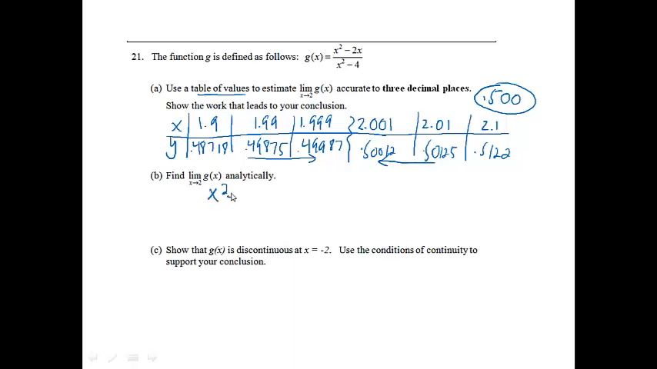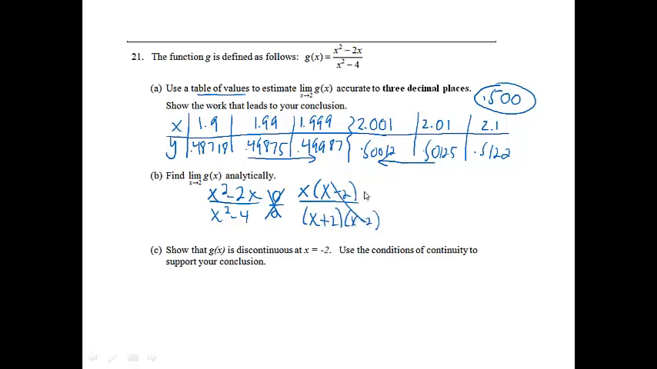So I'm going to have x squared minus 2x over x squared minus 4. I notice that if I try to plug in 2 right now, I'm going to get 0 over 0. So that means I just cannot plug in 2 yet. So I'm actually going to factor. In the numerator, I'm going to factor out an x, so I'll get x minus 2. In the denominator, that's a difference of squares, so I'll get x plus 2 times x minus 2.